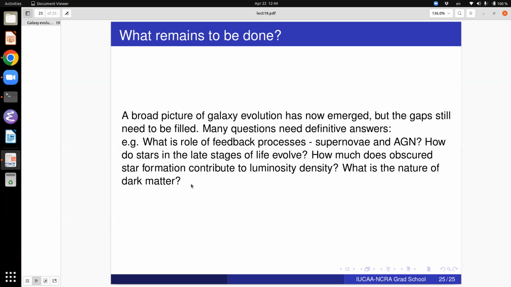And what is the nature of dark matter and what role does it play? Is it in compact objects? Is it in particular subatomic particles? All of that will affect galaxy evolution. Yeah, so I will stop here.